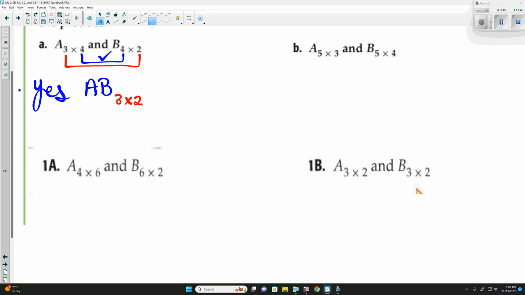So since the columns of the first was 4 and the rows of the second was also 4, we can indeed multiply them together. And their new dimensions will be 3 by 2. Questions on this here? Let's look at the next one.